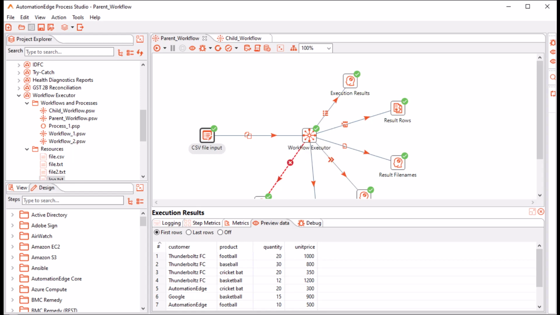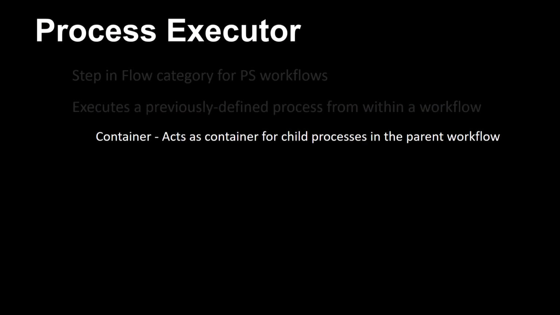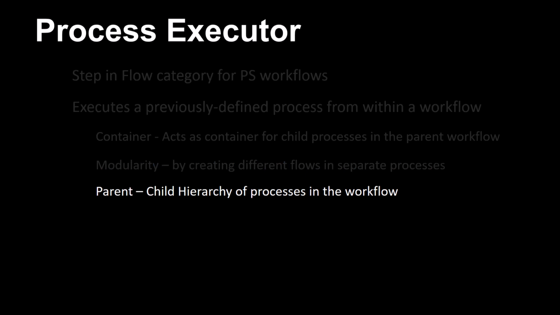Next, we will look at the process executor step. Now let us describe the process executor step. It behaves similar to the workflow executor step. The process executor is a step in the flow category for Process Studio workflows. The Process Studio step executes a previously defined process from within a workflow. It acts as a container for child processes in the parent workflow. It provides modularity by creating different flows in separate processes. It helps create a parent-child hierarchy of processes in a workflow.